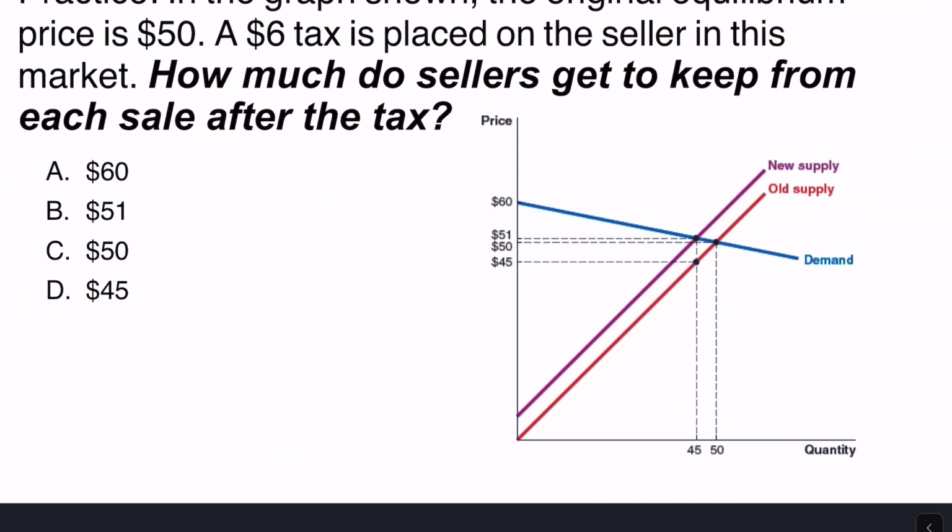Okay, same graph, original equilibrium is a price of 50 and a quantity of 50. This one, after that $6 tax, what price do sellers get to keep after the tax? So pause here and come up with an answer.